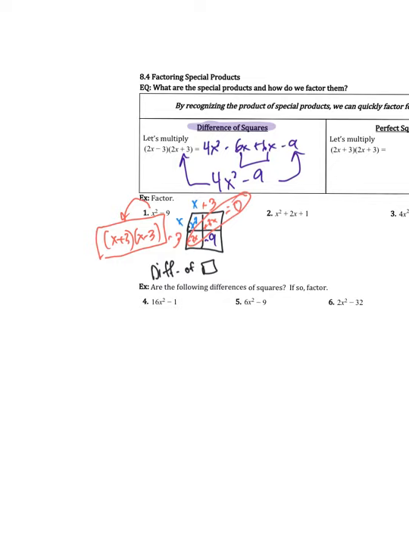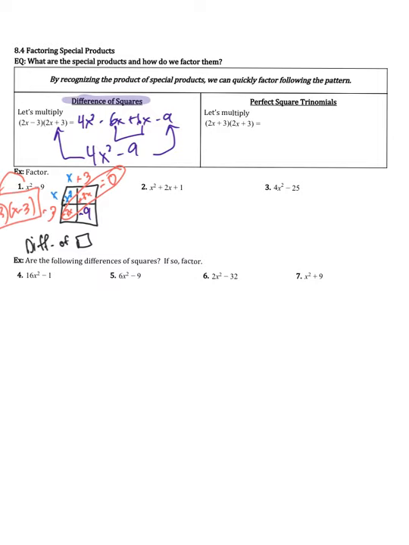Now, if you look at number 2 down here, this does not look like a difference of squares for a variety of reasons. First of all, it's 3 terms. It's a trinomial instead of a binomial. And second of all, there's no subtraction happening at all, which means it's not the difference of anything because we're not subtracting.